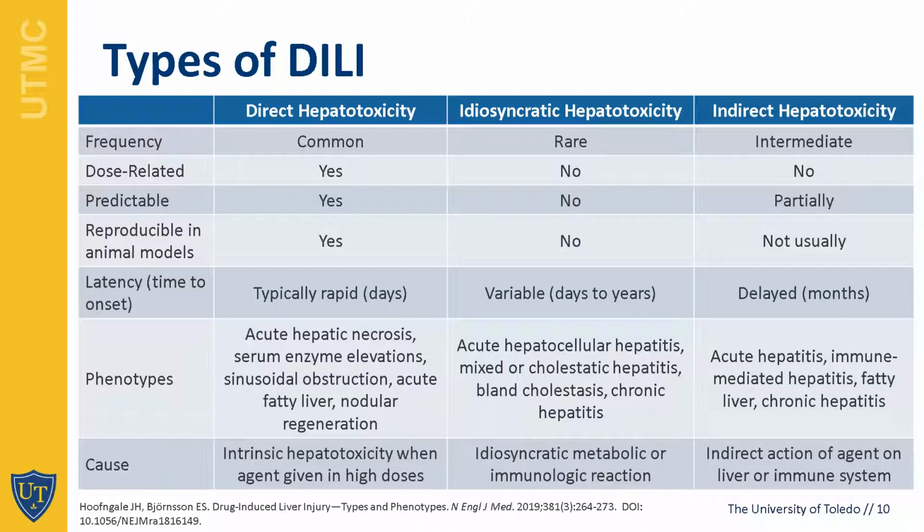And then the causes of all of these are again different. So direct hepatotoxicity, which is what I will talk about more in this presentation, is more intrinsic hepatotoxicity when an agent is given in high doses. And the idiosyncratic hepatotoxicity is more metabolic or an immunologic reaction. Indirect is more the indirect action of the agent on the liver or immune system in general.